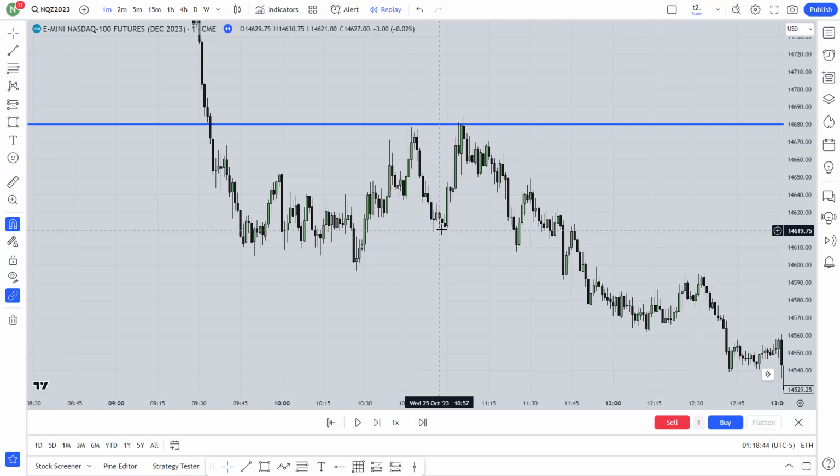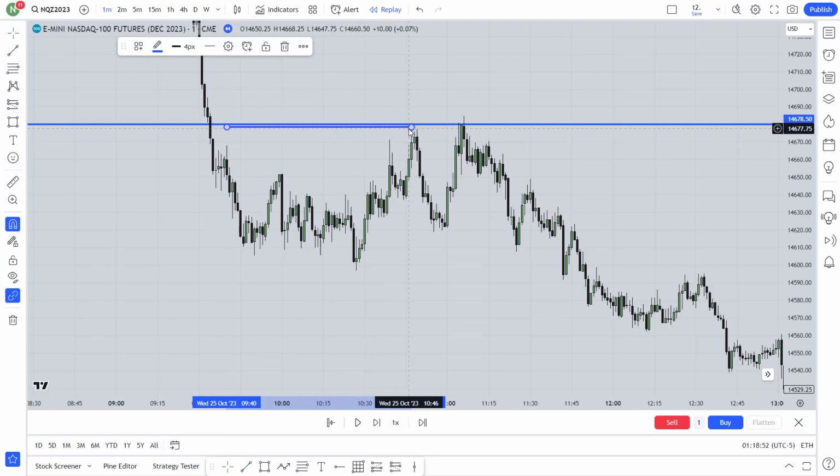Then market came lower, it went higher one more time, and it has taken all the buy side liquidity. Just let me mark the liquidity taken. So I will just mark this one as the liquidity taken. Okay, so it has taken the liquidity.